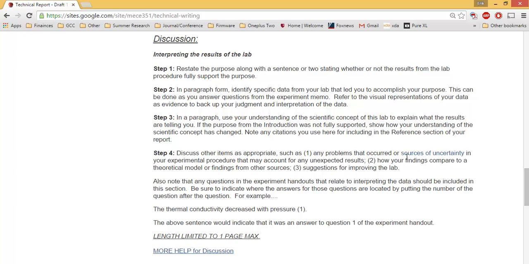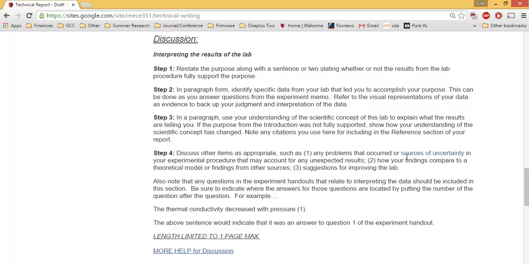Step 2, in paragraph form, identify specific data from your experiment. That means actually reference figures, with sentences like, in figure 2, the voltage at 2 seconds was at a value of 5 volts, whereas at 4 seconds it was at a value of 3 volts, which results in a total decrease of 40%. You need to reference specific numbers from the results, not just state what you think is going on, but actually use numbers to tell your story.